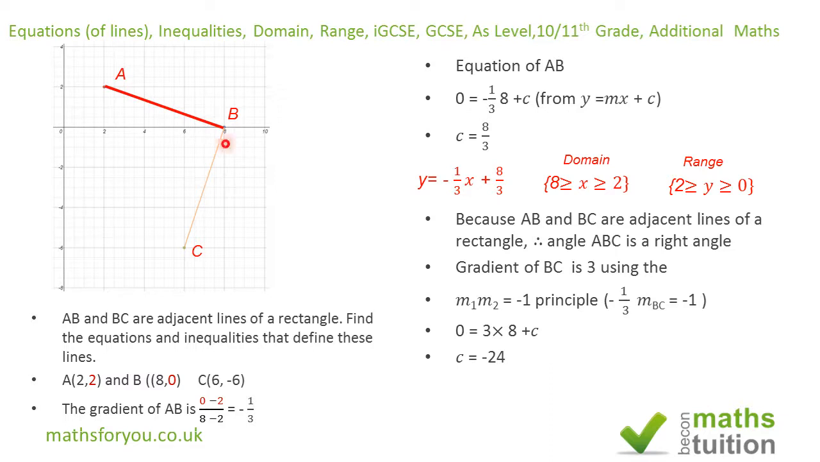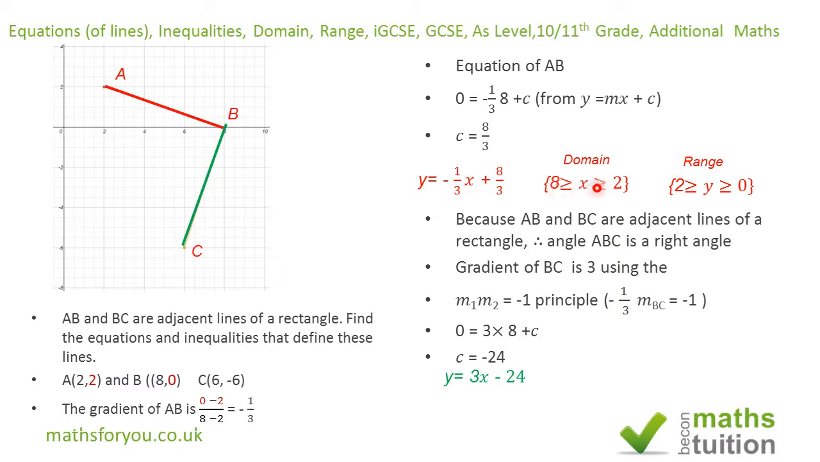Now we can form the equation for BC. So BC is going to be y is equal to 3x - 24, where 3 is the gradient, x is there, and -24 is the value of C. And as before, if you left it at that, your line would extend beyond B and beyond C. So you need to put in the restrictions.